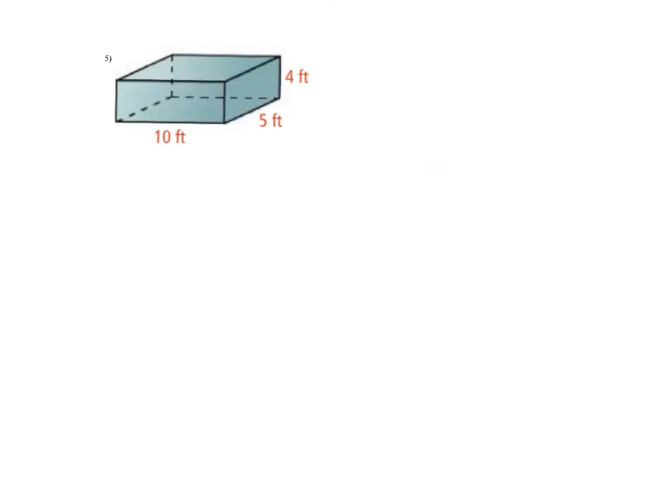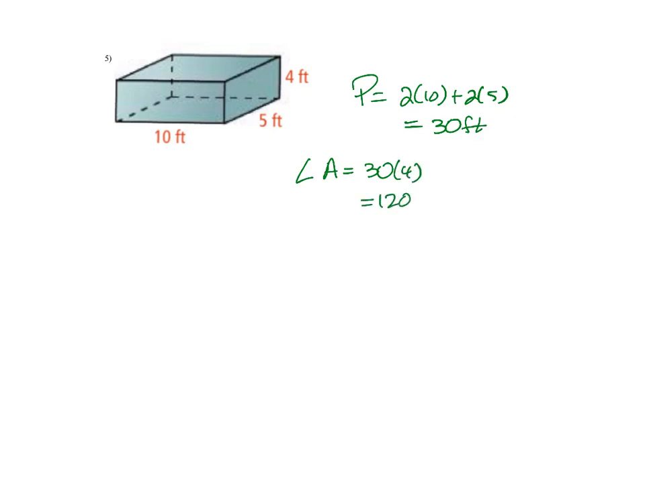Now the next one I have another prism, a rectangular prism, right? Because my base is a rectangle, right? So again, my perimeter of that base is going to be 2 times 10 plus 2 times 5. So in this case it's 30 feet, right? Now my lateral area, I'll start with that one because it's easier, equals 30, that is the perimeter of the base, times the height. So this is 120 feet square.